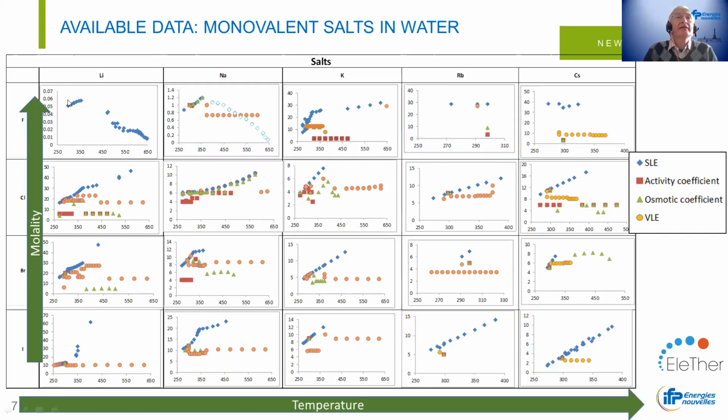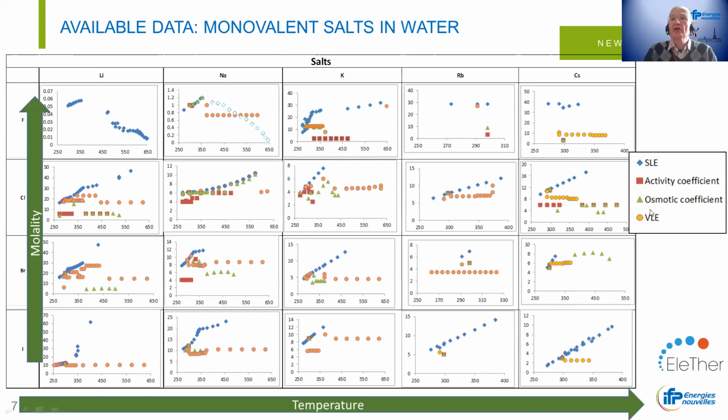Now, let's look at the four types of properties that I'm presenting in each of these little graphs. The first one is the blue diamonds, where you see the solubility limits. The solubility limit is the highest concentration that can be reached as a function of temperature, and you see that it varies depending on the salt that we have. Most of the time it increases with temperature. Sometimes it decreases, as in lithium fluoride. Sometimes it has a kink, which is related to a change in crystal structure. But this is the highest possible concentration where you can still have a liquid phase.